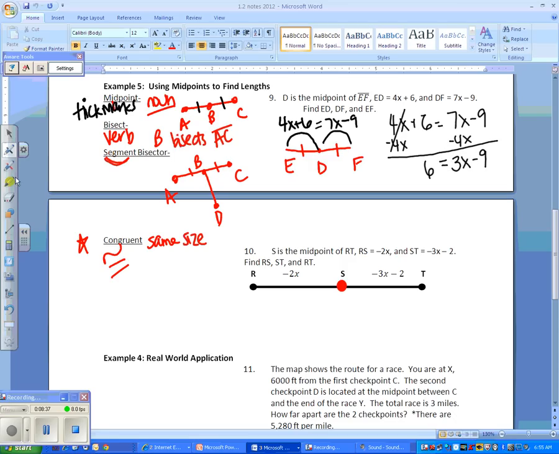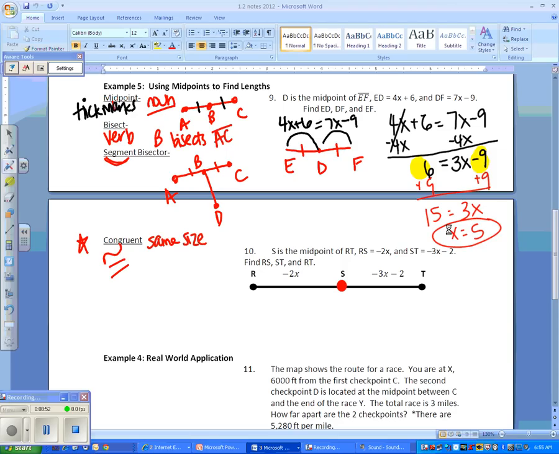Okay, we want to get the x by itself. So we have this negative 9, and we have this 6. So I'm going to move over this negative 9. And so now we have that 3x equals 15. And some of you guys can figure it out from here. That means x is going to equal 5.